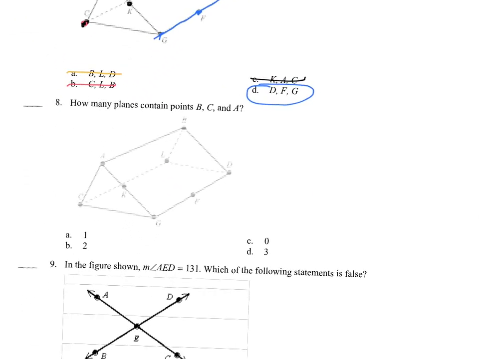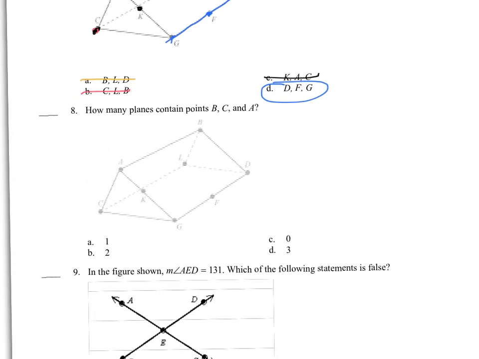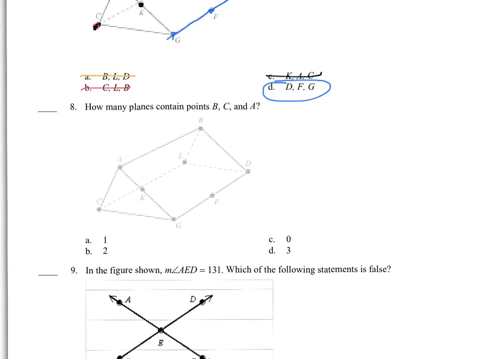Okay, number 8. How many planes contain these points? Now remember, planes are how many faces. We've got this is a prism, the name of this shape, and we've got that face, and we've got that face. We also have this face right here, and we've got the back face, and then we've got the bottom. So if we count each of those faces, we have 3 around the sides, 2 on the ends. That leaves us with, okay, great.